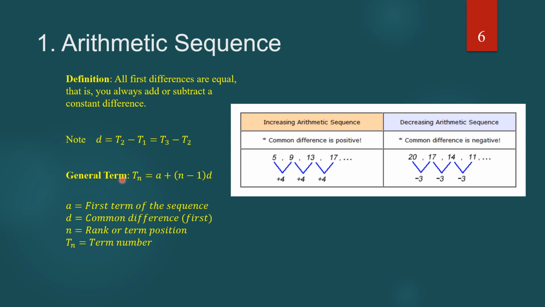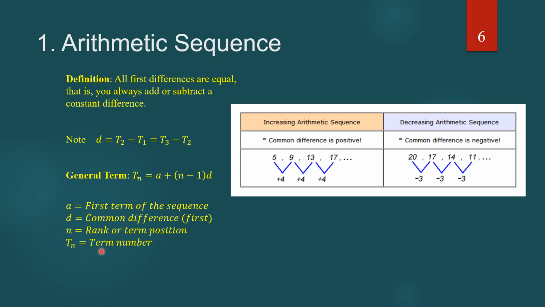So the general term for an arithmetic sequence is expressed by the equation as stated above, where a is the first term of the sequence, and d, like explained, is the common difference, the first common difference. You will understand why I put an emphasis on the word first. And then n in the expression is the rank or the term position: T1, T2, T3, T4, and so forth. And then Tn is the term value, meaning it's the value that will appear at that rank.